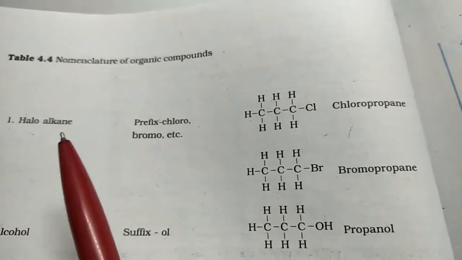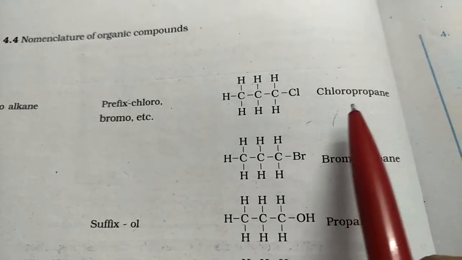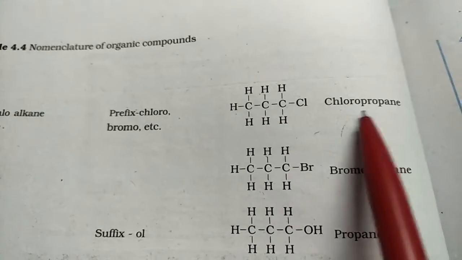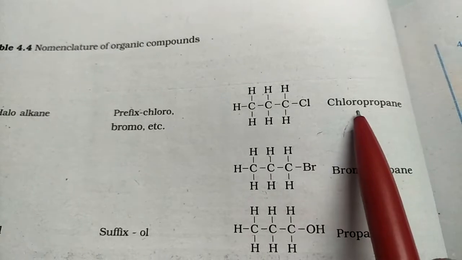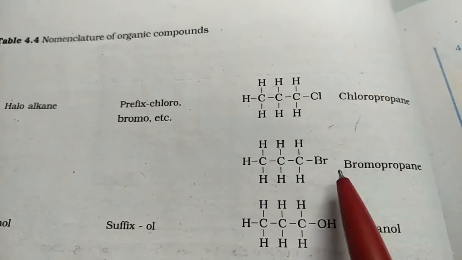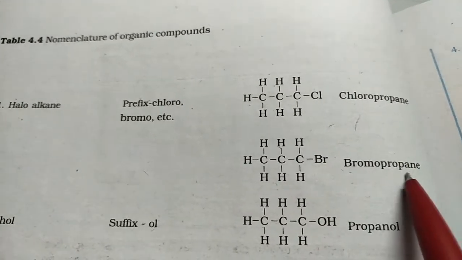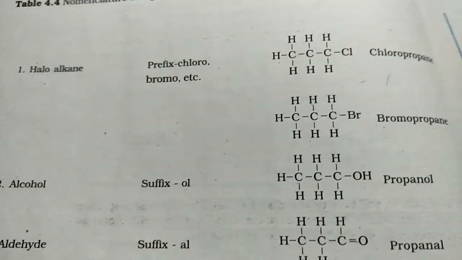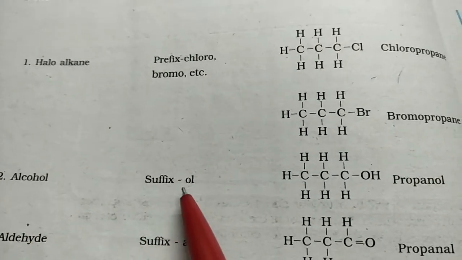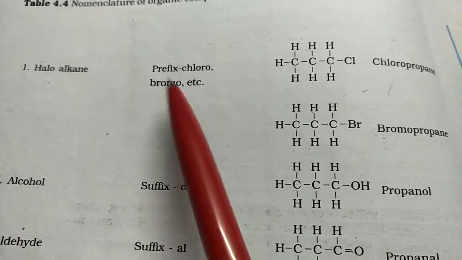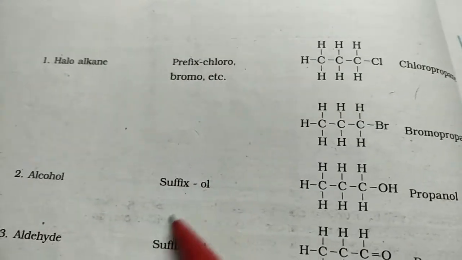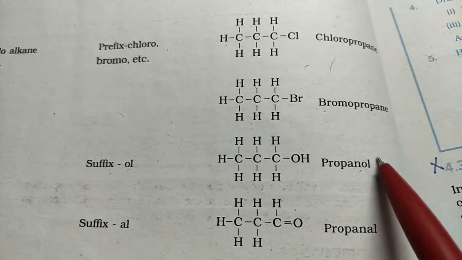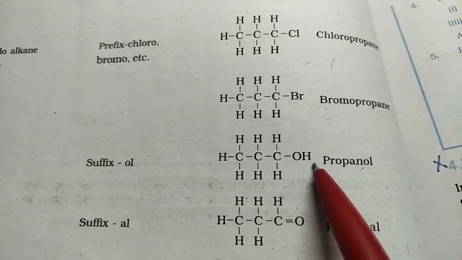Now suppose it is an alkane. Now here you have a prefix, so nothing is removed. The chloro is added in front of propane. Okay, so chloropropane, bromopropane. One H is removed and Cl is added. Now for alcohol, the suffix is ol. Here it is a prefix. Now this is a suffix, so it is added at the end. For that you remove the E and add ol, and the group is OH.